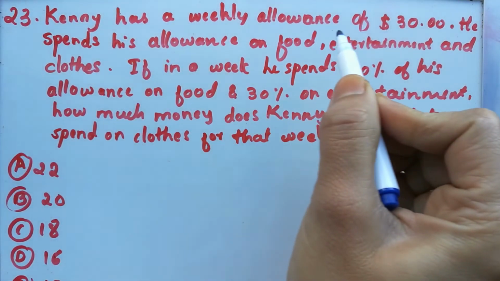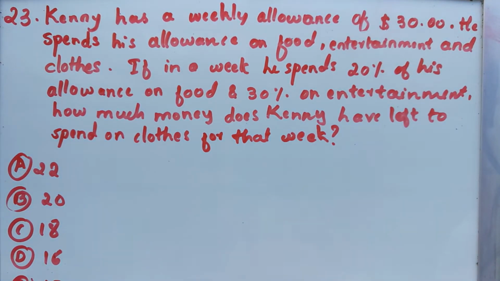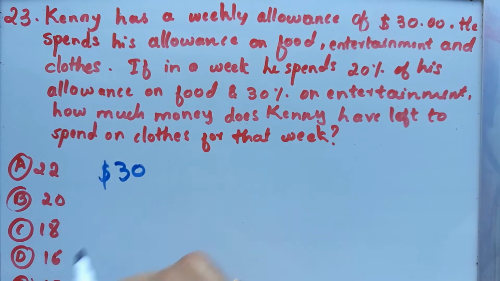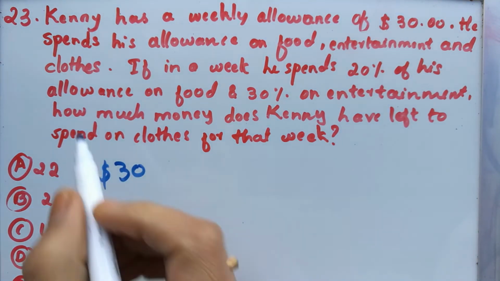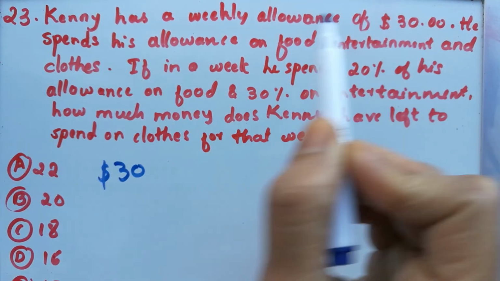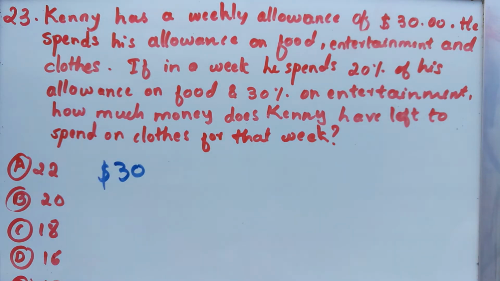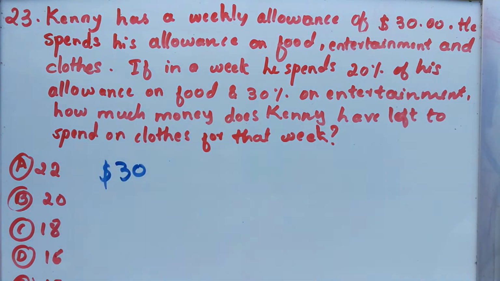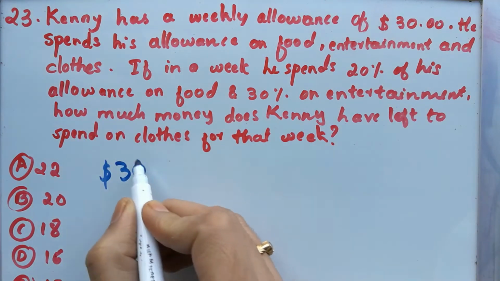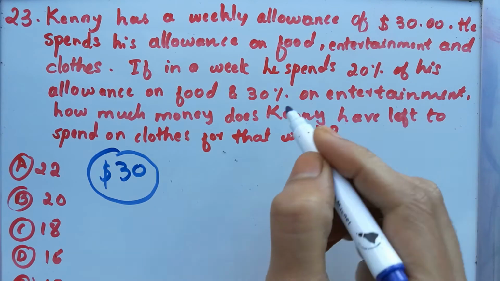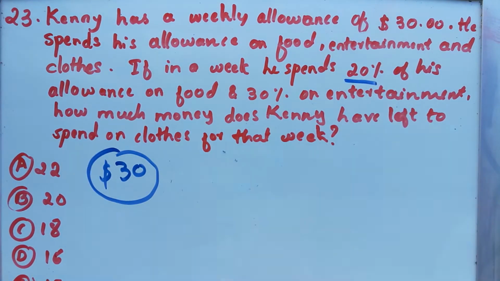So Kenny has a weekly allowance of $30. That is, he is permitted to spend total $30 in a week. So his weekly allowance is $30. So he spends this $30 on food, entertainment, and clothes. If in a week he spends 20% of his allowance on food, so out of 30, on food he spends 20%.